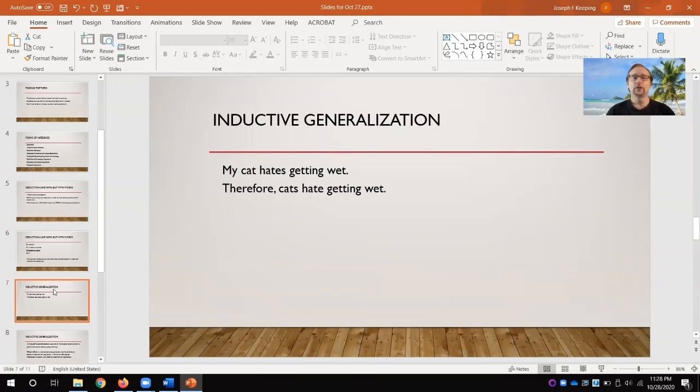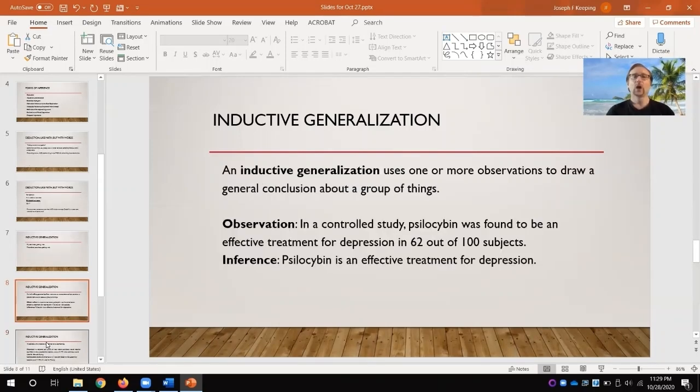The second kind of inference is called induction, or to be more precise, an inductive generalization. Here's an example. My cat hates getting wet, therefore cats hate getting wet. As you can see, we use inductive generalizations all the time in our everyday lives. You can describe an inductive generalization as using one or more observations to draw a general conclusion about a group of things.